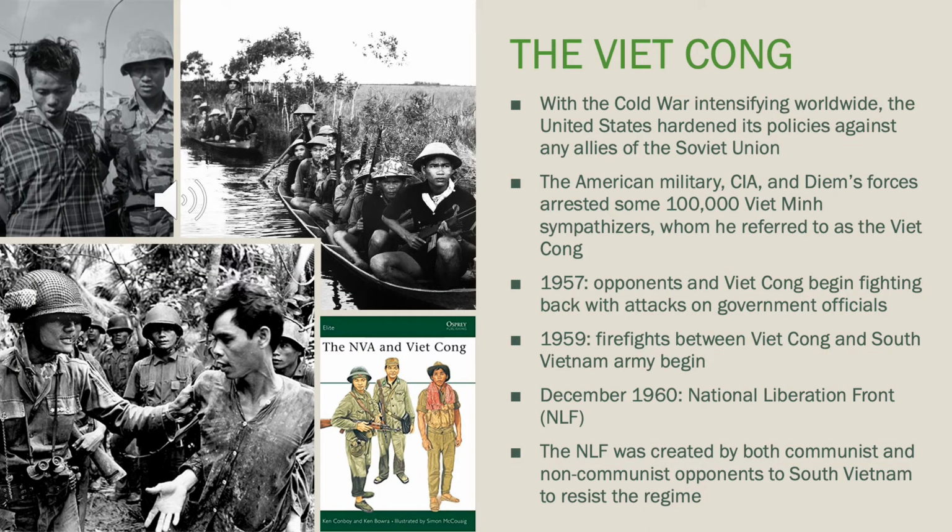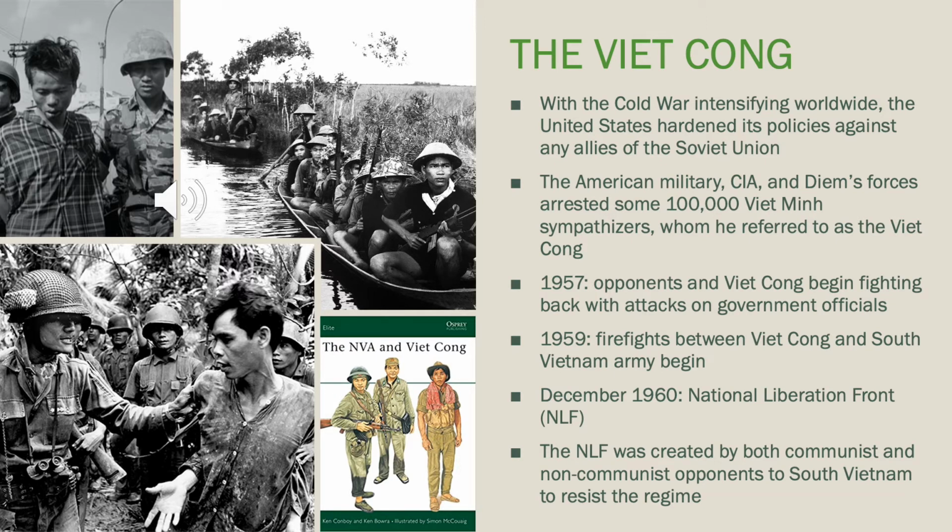With the Cold War intensifying worldwide, the United States hardens its policies against any allies of the Soviet Union so that they can get a head start in stopping the spread of communism. And so, to jumpstart with this, the American military, the CIA, and South Vietnam's forces arrest Viet Minh sympathizers in South Vietnam. And because of this, and due to conflicts arising, opponents of the Viet Cong and even the Viet Cong begin fighting back and forth and having attacks on government officials starting in 1957. And by 1959, there are even firefights between both sides.